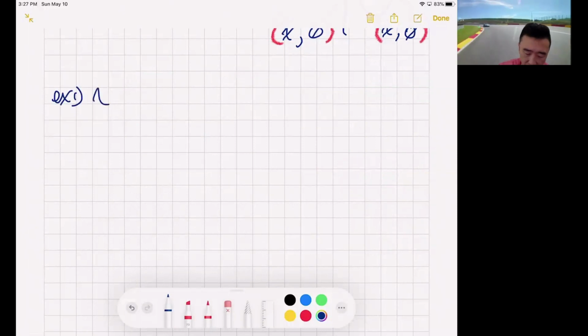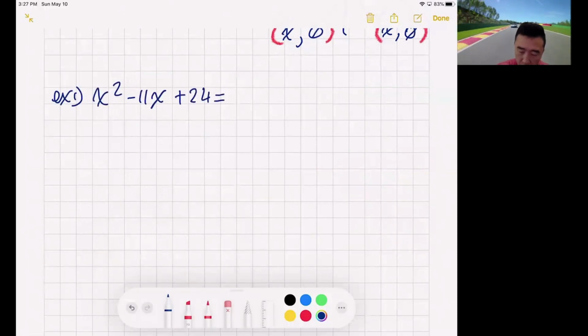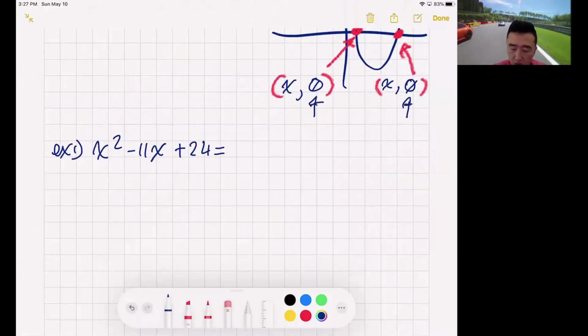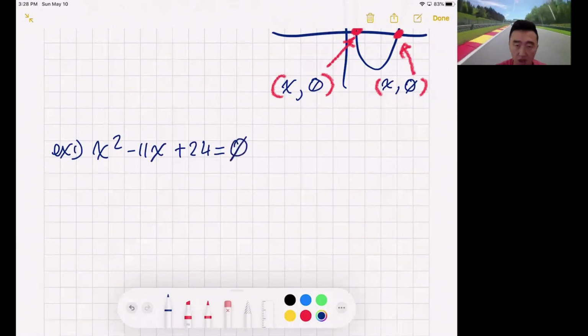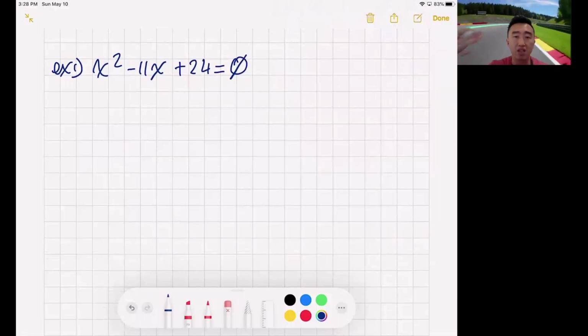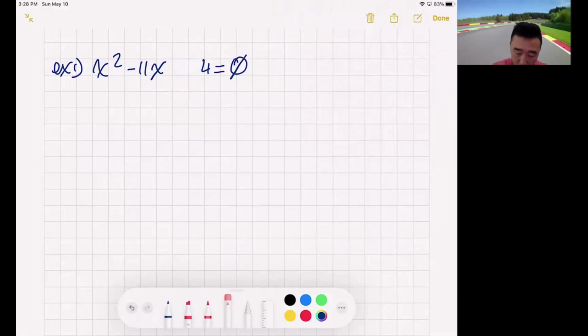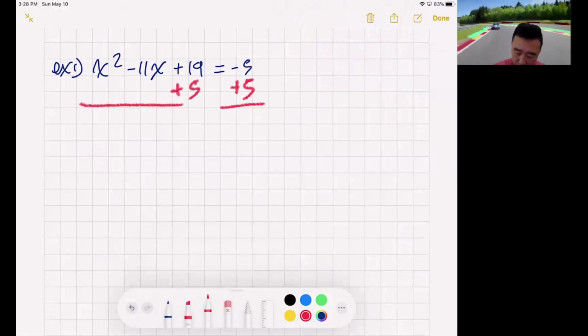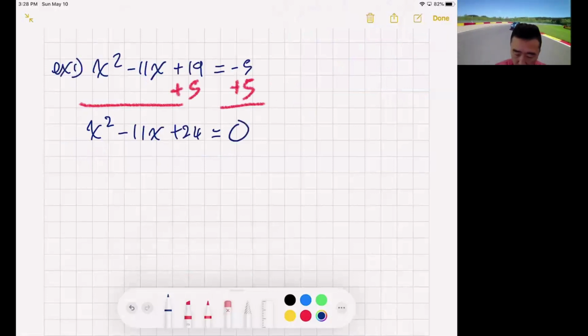Let's say that you have x squared minus 11x plus 24 equals y. But remember, y is equal to 0. So when you try to find a solution to a trinomial, it must equal 0. If it doesn't equal 0, you have to make it so that it does. For example, let's say that this was instead positive 19 minus 5. It does not equal 0, does it? Well, in order to make it equal 0, I have to add 5 on each side. And I'll end up with x squared minus 11x plus 24 equals 0.